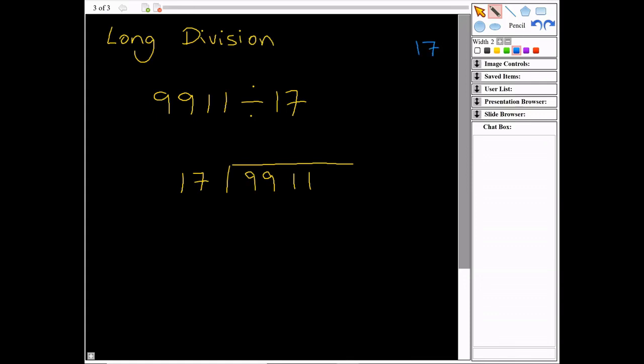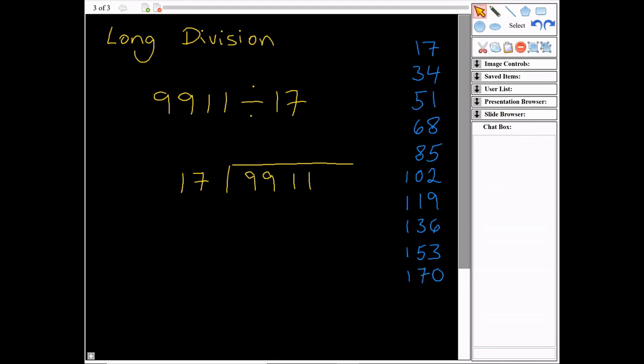So I'll start with 17, then I just need to add 17 to that each time. The next one would be 34, and then 34 plus 17 would give me 51. Keep adding 17 would give me 68, then 85, 102, 119, 136, 153, and then 170. All right, so that's my 17 times table there. If I need to, I'm just going to count down how far I got.